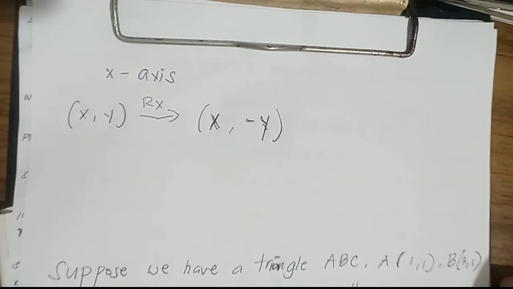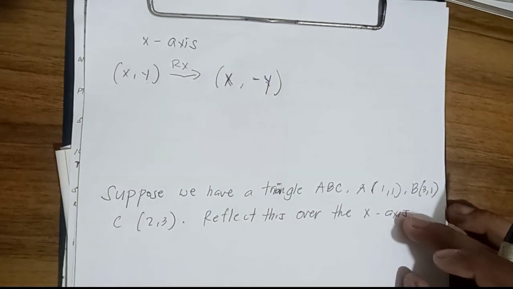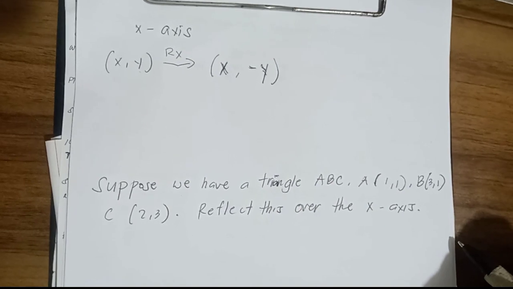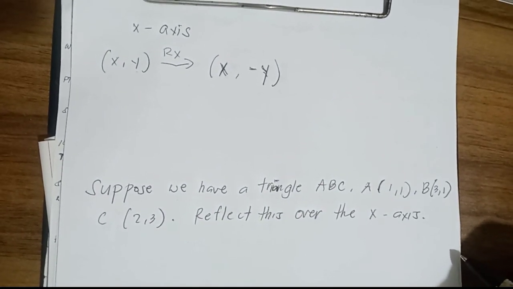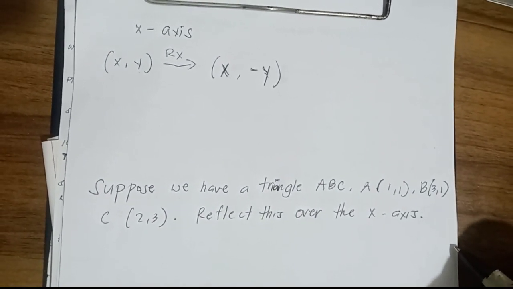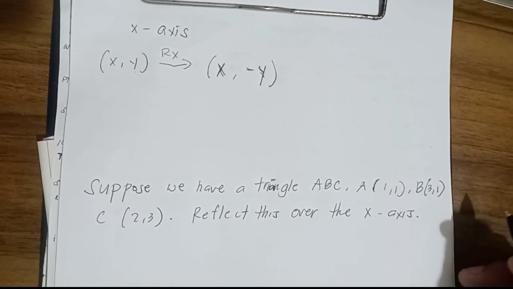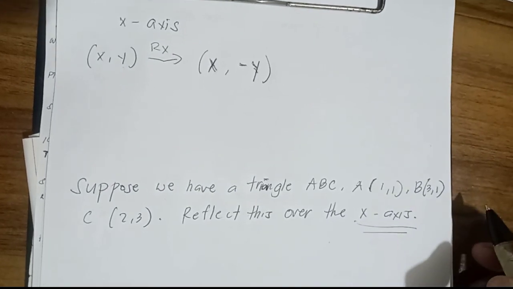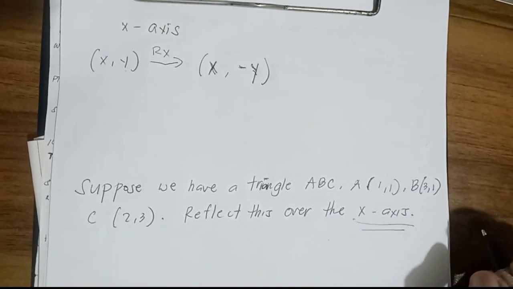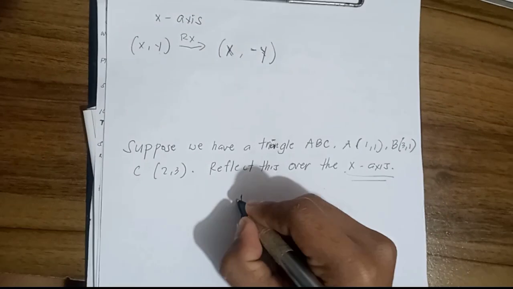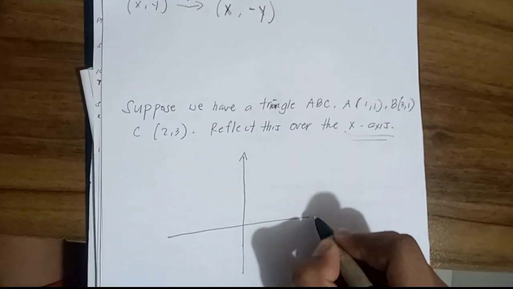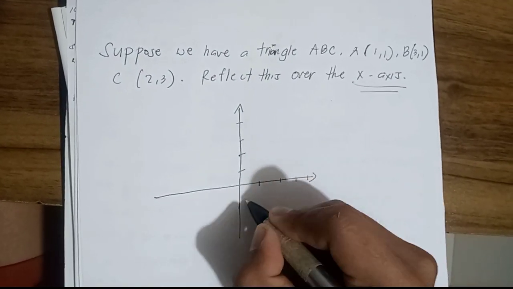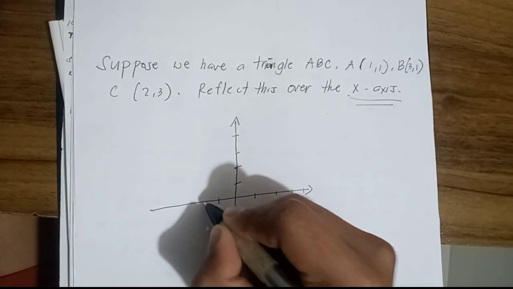Suppose we have a triangle ABC, where A has a point (1, 1), B has a point (3, 1), and C has a point (2, 3). Reflect this over the x-axis. Let's plot this first.